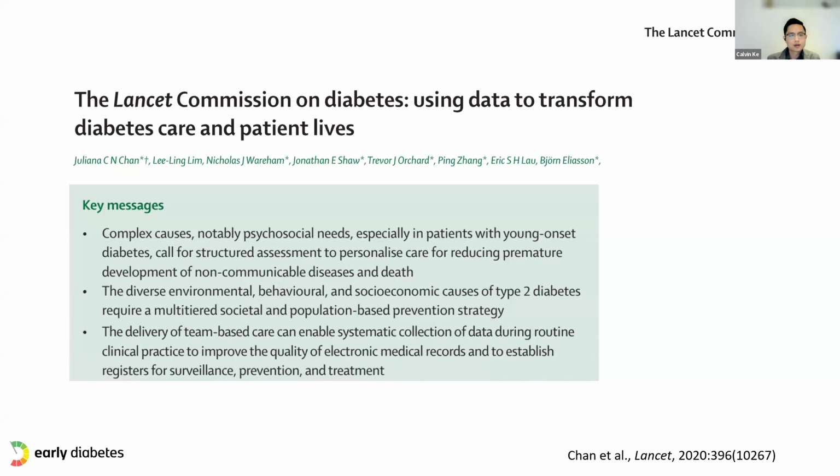And so there's a recognition that diabetes is complex, and we need to provide supports to meet the needs of these patients, and that there may be an important role for structured assessment to personalize care to prevent complications. But at the same time, we need a multi-layered and societal strategy to be able to prevent these cases of diabetes from occurring in the first place. And there are very diverse causes of these conditions that we're seeing, and the delivery of team-based care is very important, and we need better systems, electronic medical records, and diabetes registries or registers for better surveillance, prevention, and treatment.